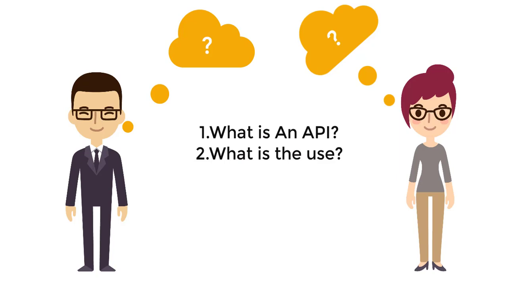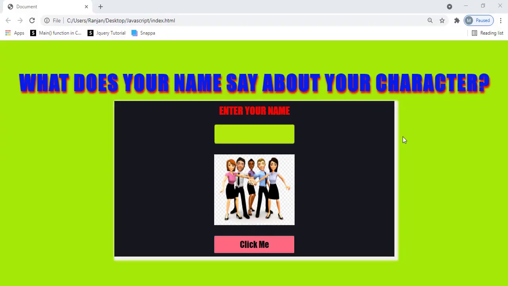The first one is, what is an API? The second one is, what is the use of an API in web development? This is what we are going to be learning in this tutorial with the help of building this simple project using an API. So this project is asking us, what does your name say about your character?